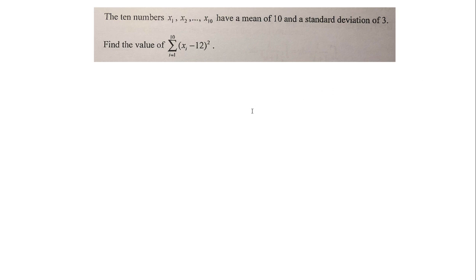So we're given 10 numbers with a mean of 10, standard deviation of 3. We want to find the sum from i equals 1 to 10 of (xi minus 12) squared. So the key to doing this problem is to recognize that the mean is 10. So I can break this up as (xi minus 10 minus 2) squared. So I'm going to group the xi minus 10 together.